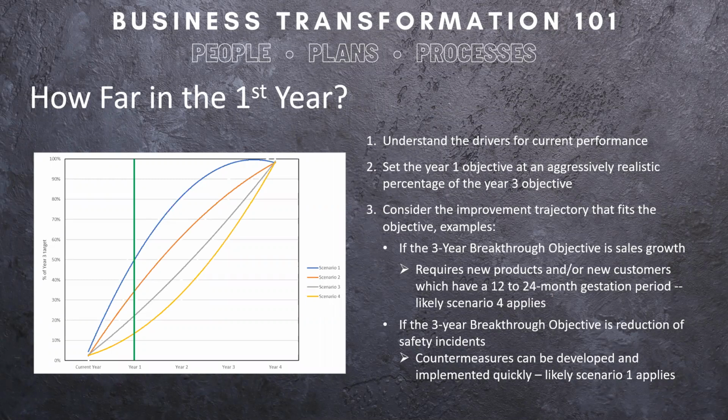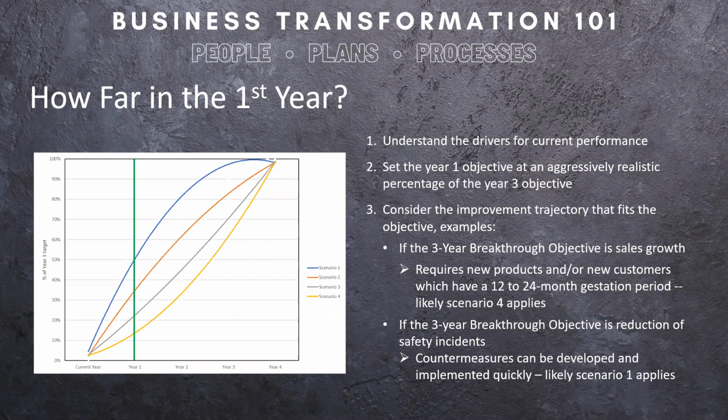Introducing new products and/or developing new customers can often have a 12 to 24-month gestation period, so expecting big growth in revenue in year 1 of this situation is probably not realistic. On the other hand, if the 3-year objective is to significantly reduce safety incidents, there are probably numerous opportunities to implement improvements quickly and see a significant improvement in year 1, as shown in the scenario 1 trajectory.